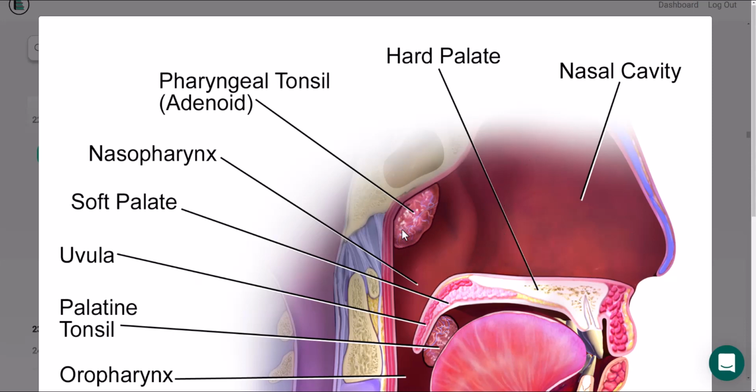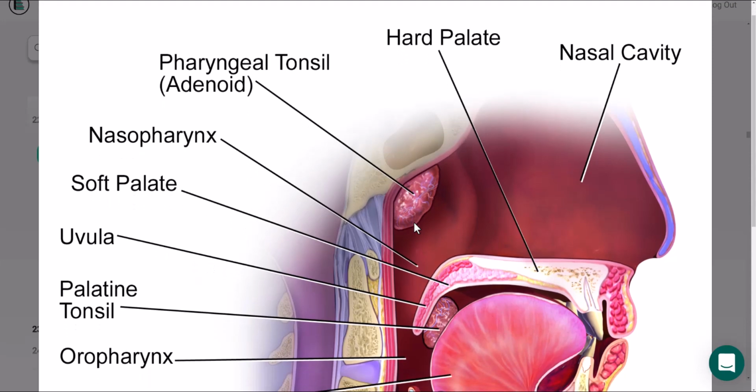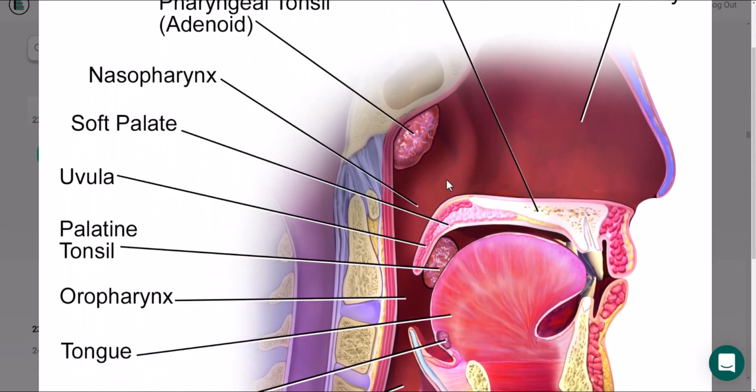Here, though, we do see the adenoid. And the other name for the adenoid is the pharyngeal tonsil. Again, that's a lymphatic organ, and that's a great connection. This region is the nasal pharynx. We have the hard palate and the soft palate. The uvula is hanging here.